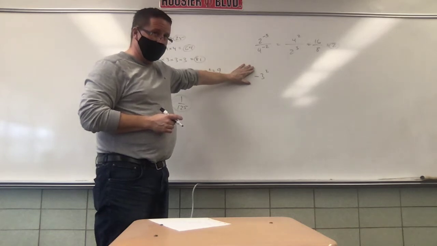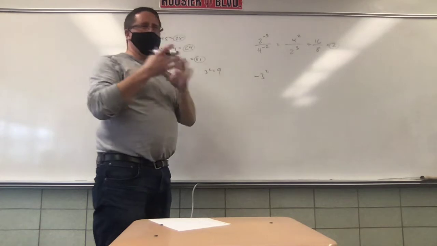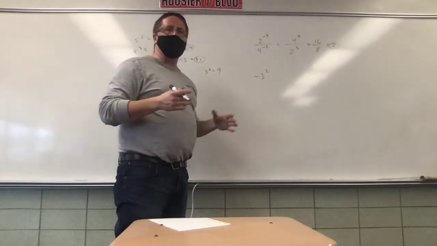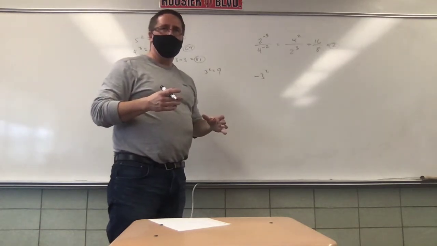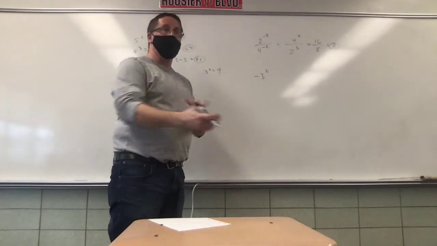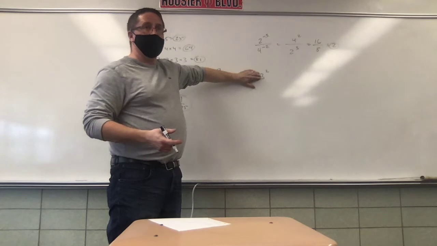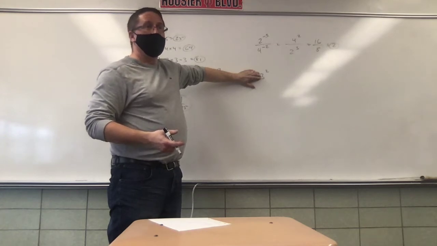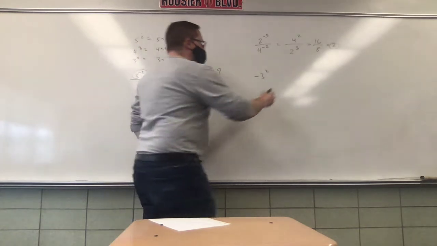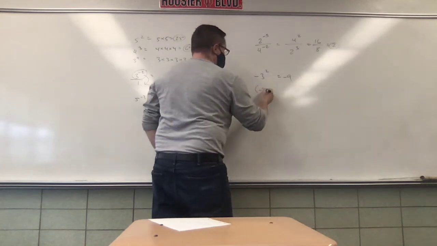Watch carefully. It may sound kind of weird, but this doesn't say negative 3 squared in parentheses, it says the negative of 3 squared. So what's squared? Just the 3. 3 squared is 9, but the negative makes it negative 9.